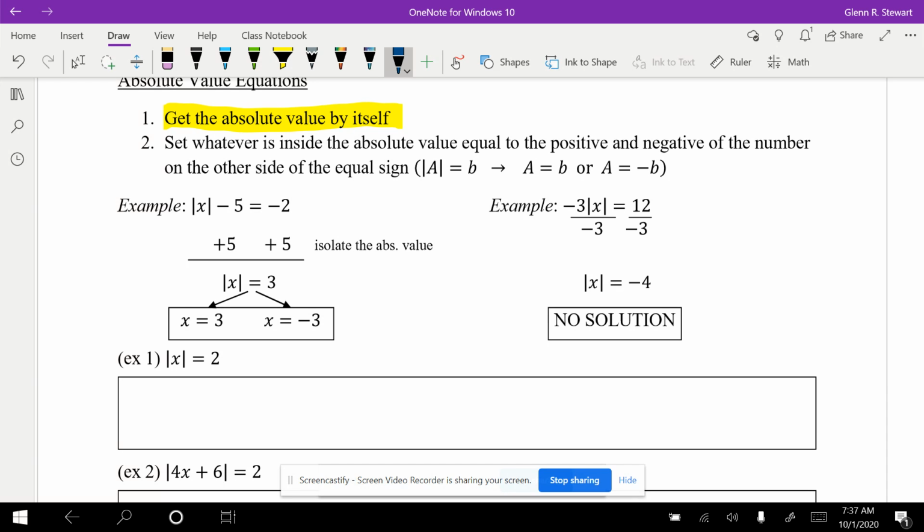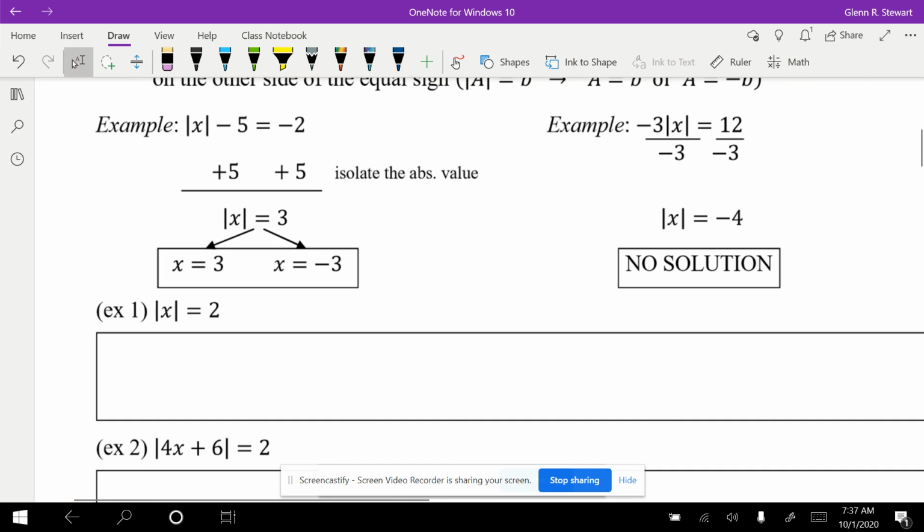Take a look at example number 1. Absolute value of x is equal to 2. So for x, we could have two different answers. We could actually have x is equal to 2, or x is equal to negative 2. So if I plug in a negative 2 into where x is, I still get a positive number.